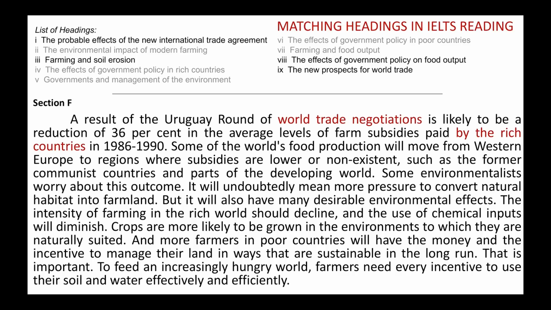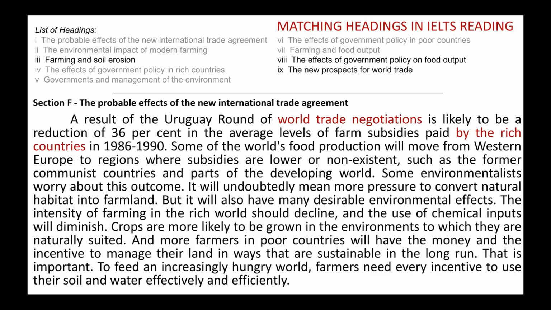And in which countries? In the rich countries, but this is not our trigger because we have already had the heading with rich countries keyword, which is number 4. So here it doesn't work actually. Then we also have poor countries in the text stated. We have some farming, we have some environmental effects. But if you read it carefully, you will understand that the main idea of a text is about the negotiations and about its outcomes. Some environmentalists worrying about them.